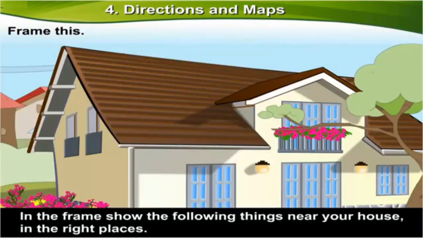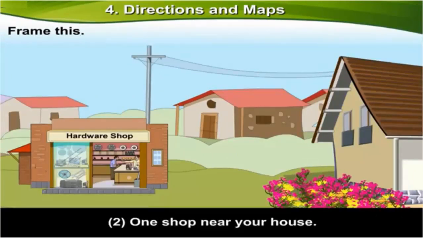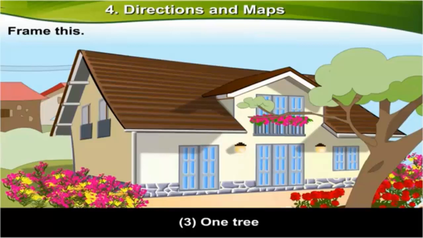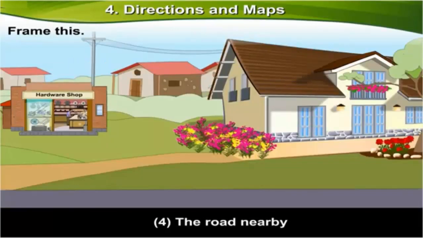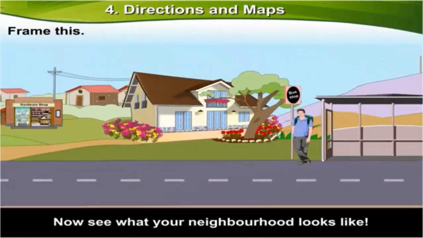In the frame, show the following things near your house in the right places. Number 1. Neighboring houses. Number 2. One shop near your house. Number 3. One tree. Number 4. The road nearby. Number 5. The bus stop nearby. Now see what your neighborhood looks like.